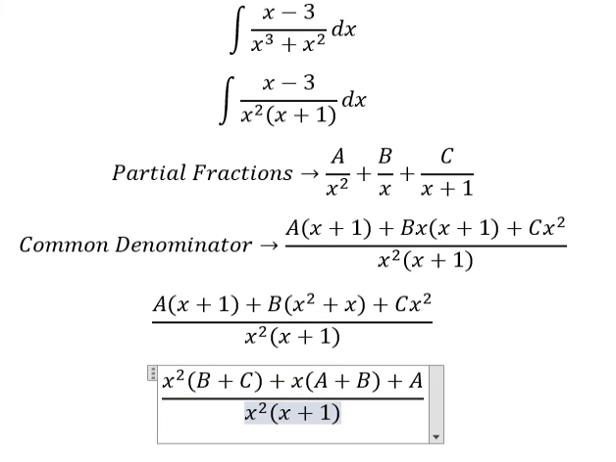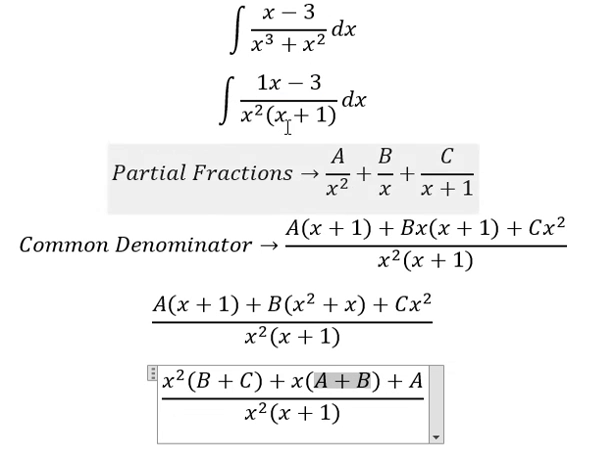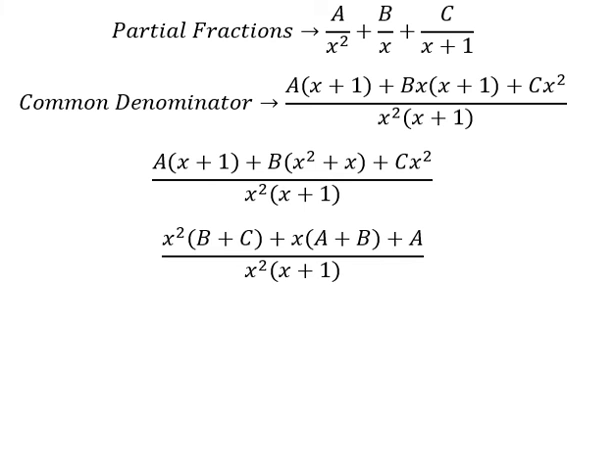Now we need to compare coefficients. We don't have s squared in here, so b plus c equals number 0. About s, that is number 1, so a plus b equals number 1. And the last one, the number, we have negative number 3. So A equals negative number 3. And now we create the system of equations.